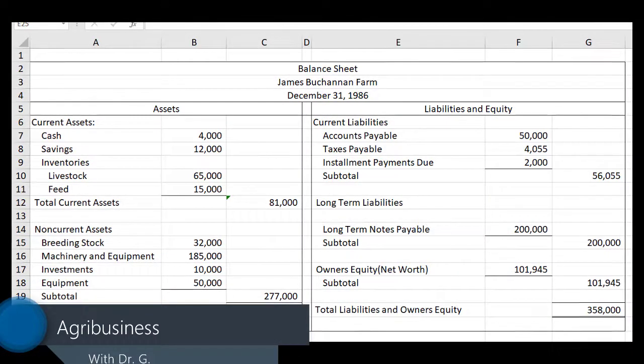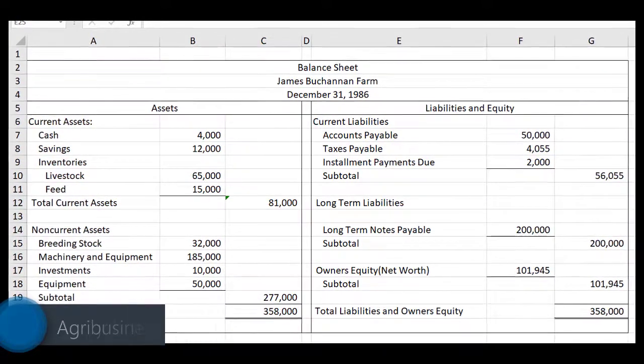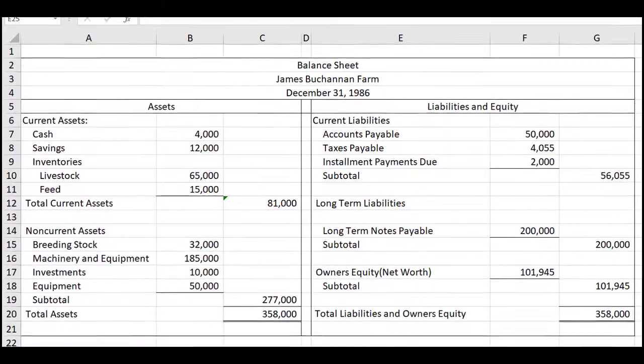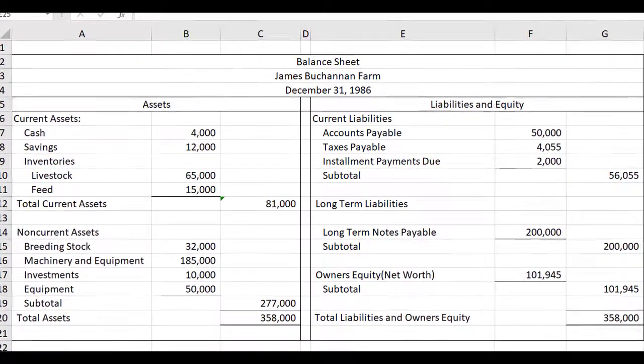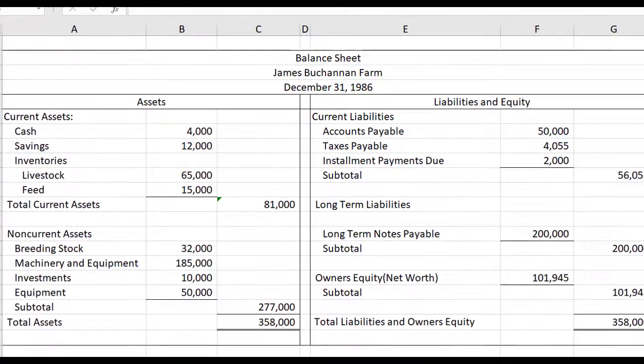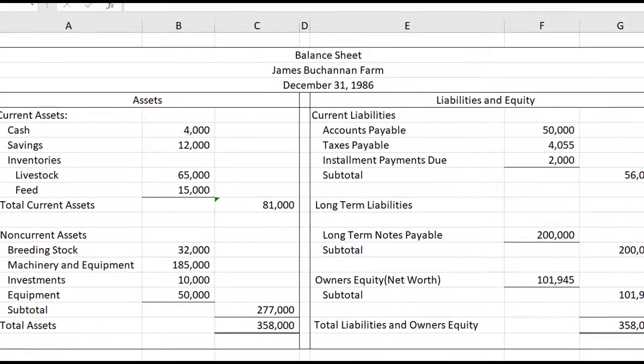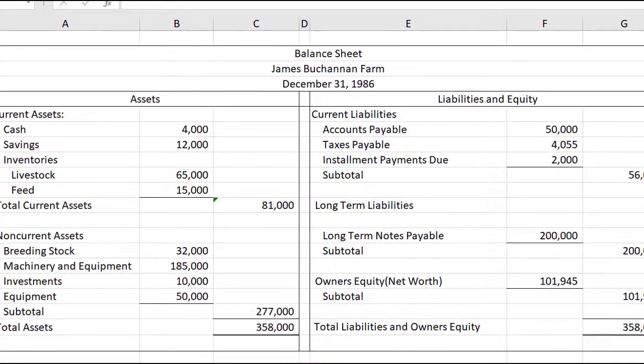Okay, let's get started. Here in front of us is a very simple and basic balance sheet. The idea here is just to show you a bare bones, stripped down balance sheet to give you an idea of how they're laid out and what information is in a balance sheet.